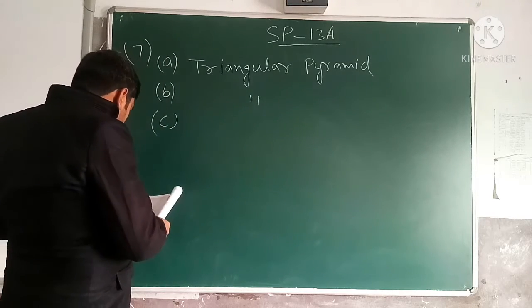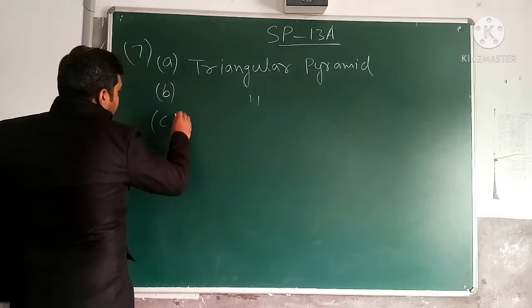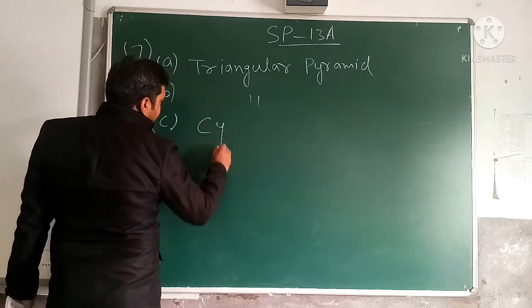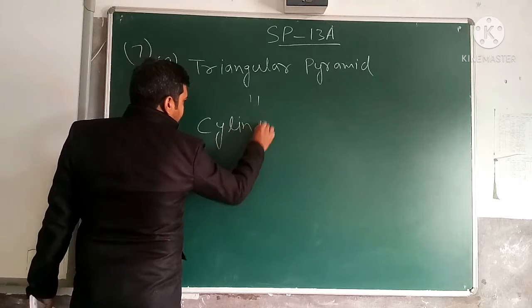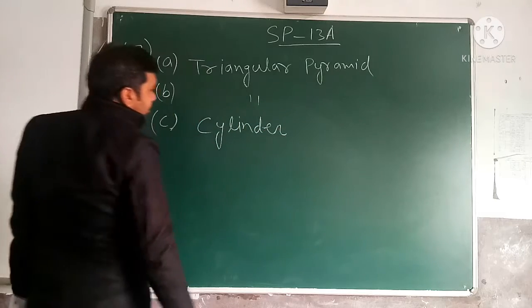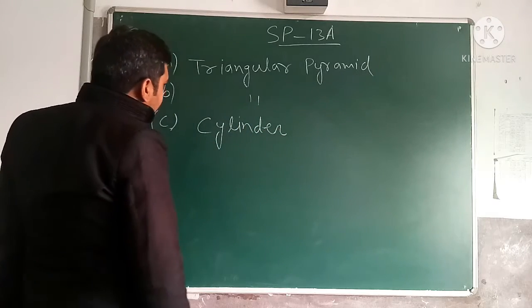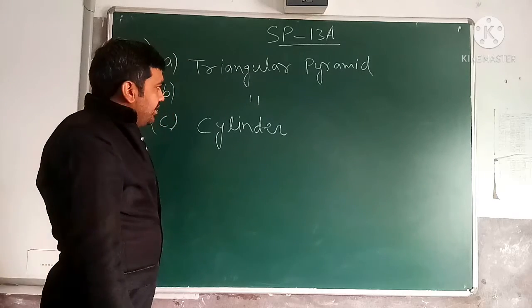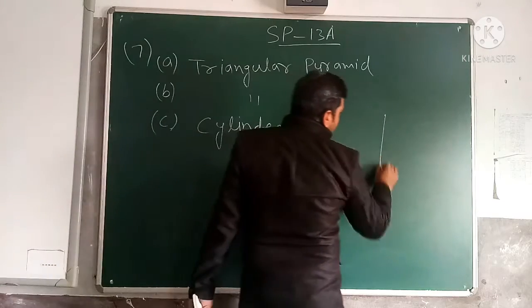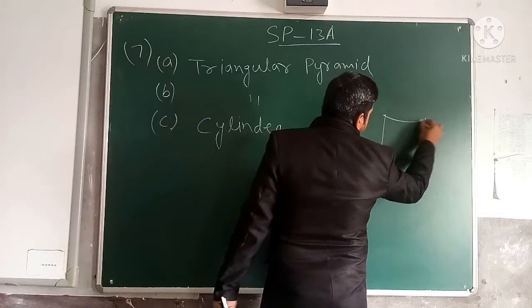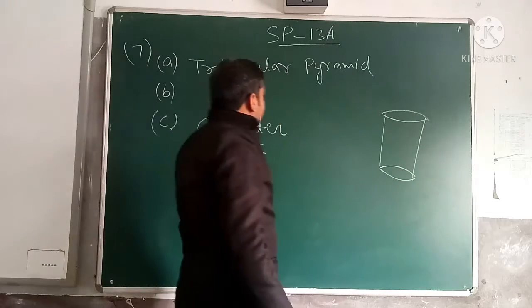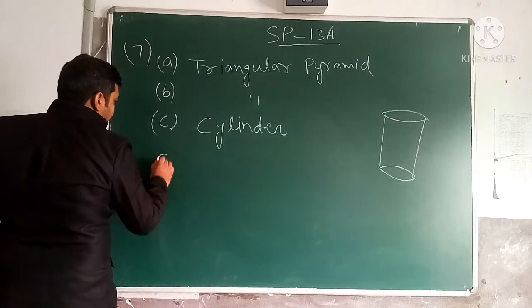Next, name a solid that has 2 edges. So the solid that has 2 edges is the cylinder. A cylinder has 2 edges. Where 2 faces meet is called an edge. In the cylinder you see one curved face and a flat face meet here. This is one edge where they meet. This is another edge, 2 edges. So in the cylinder there are 2 edges.